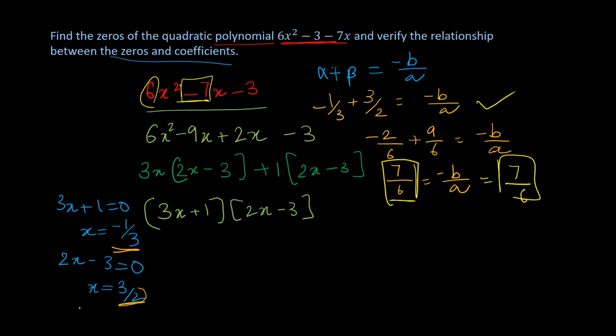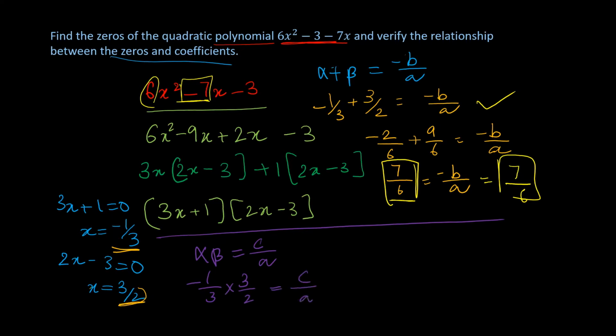Now in the second one, we have alpha into beta. We have to prove that alpha times beta is c by a, right? So now let's take these two: minus 1 by 3 into 3 by 2 should be equal to c by a. Now if you notice, the 3 cancels off and we'll be left with minus 1 by 2 as c by a. Now let's see what c is. c is the constant term here.